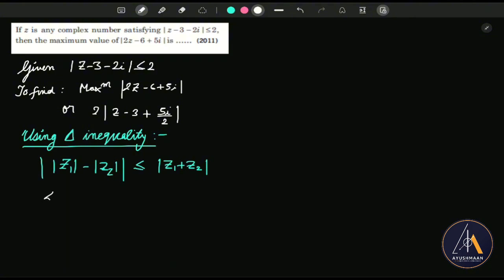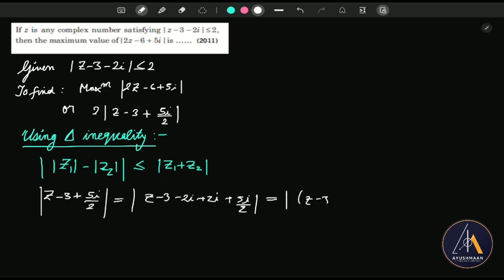हमारे पास एक्सप्रेशन क्या है? हमारे पास एक्सप्रेशन है z minus 3 plus 5i by 2. We can write it as modulus of z minus 3 minus 2i plus 2i plus 5i by 2, which in turn can be written as z minus 3 minus 2i plus 9i by 2.